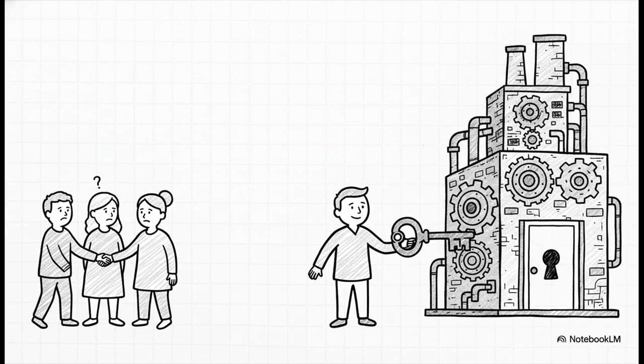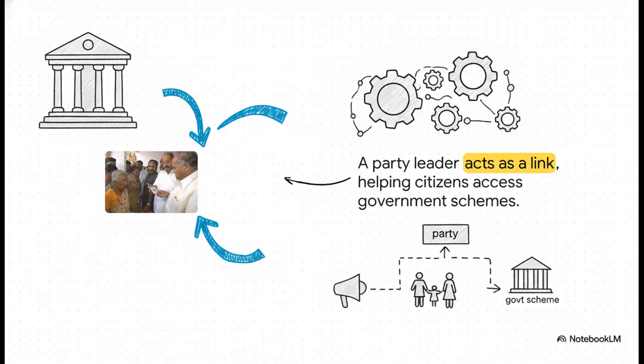And the final function we'll discuss is that parties provide people access to government machinery and welfare schemes. For an ordinary citizen, it can be quite difficult to go to a government office, but it's often much easier to approach a local party leader for help, isn't it? Look at this image. It shows that function perfectly. Here you have a minister, a party leader, directly giving benefits to citizens. Parties act as a bridge, or a link, between ordinary people and the government.